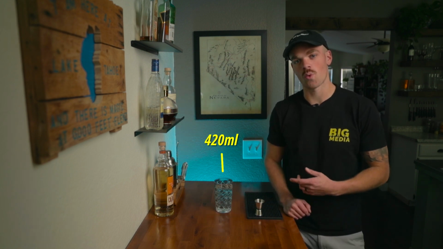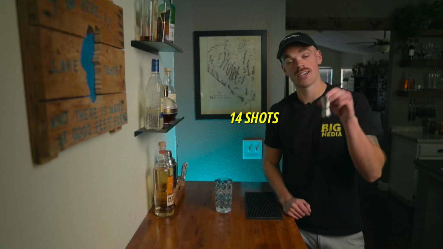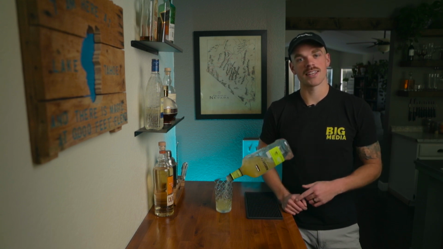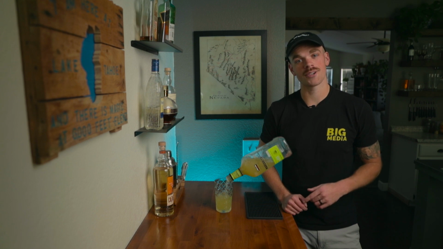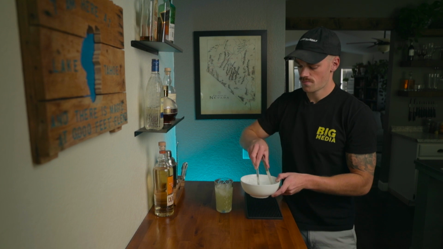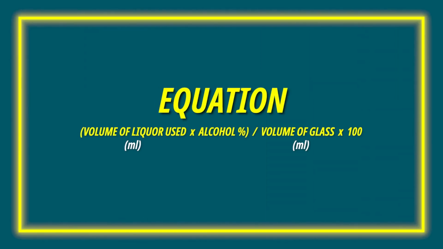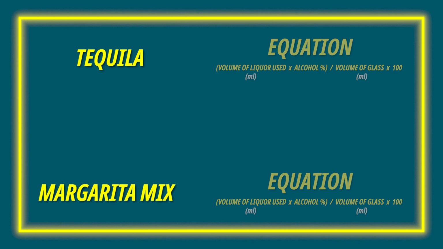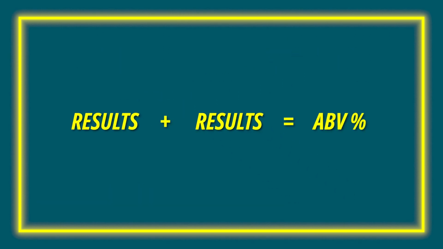So the glass I'm going to be using has a volume of 420 milliliters, meaning 14 of these shot glasses can fit in it. So I'm going to throw in 1.5 shots of tequila, 5 shots of margarita mix, and then the rest is going to be reserved for water and then also a little bit of ice. So the equation that we're going to use to figure out a multiple alcohol cocktail is the exact same, except we will do the equation once for the tequila, once for the margarita mix, and then with our results, we will add them together.